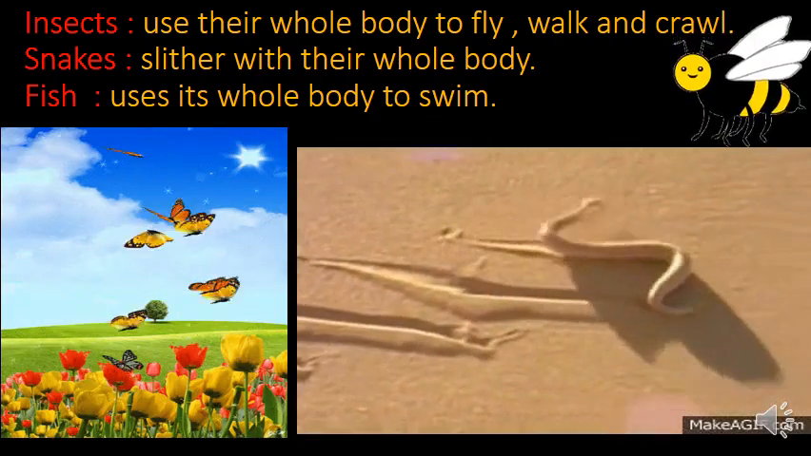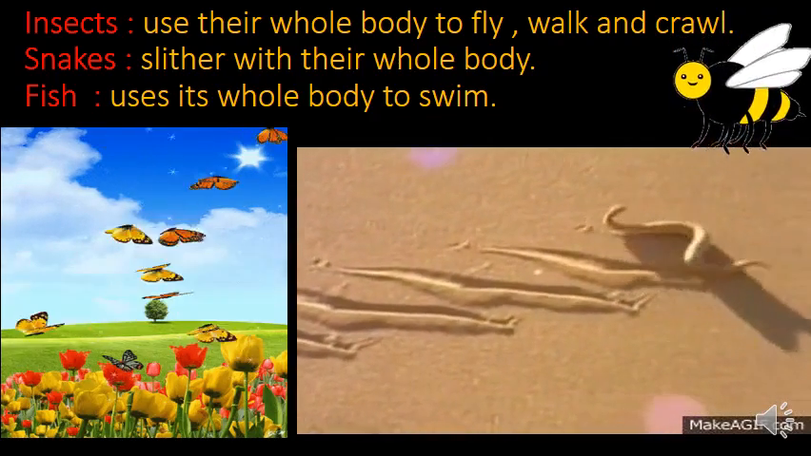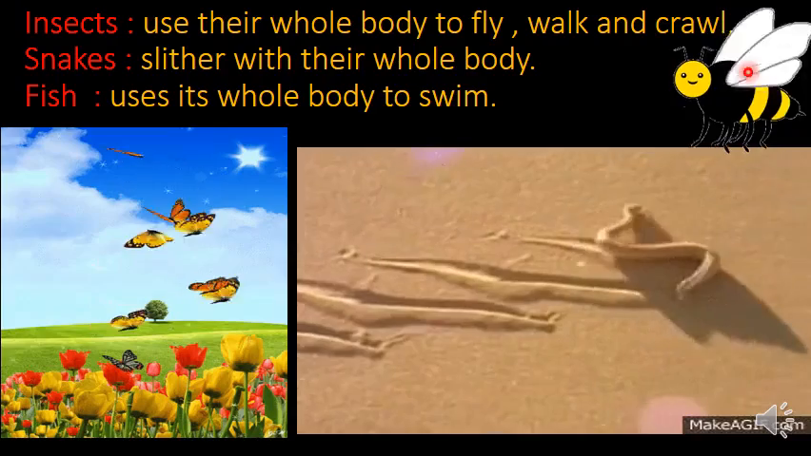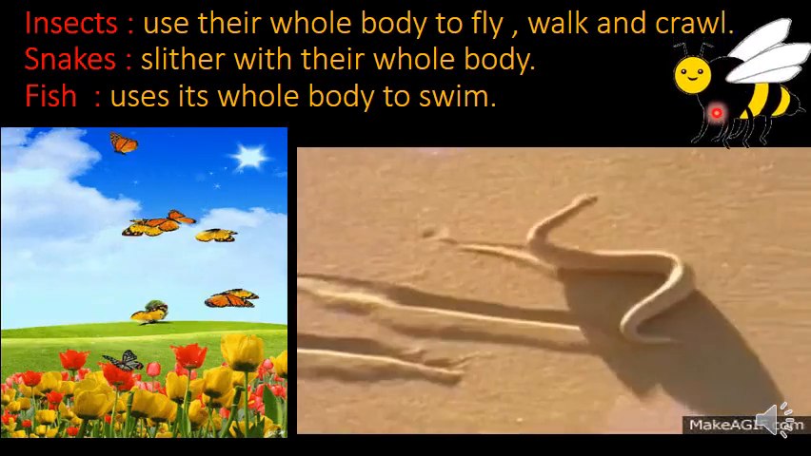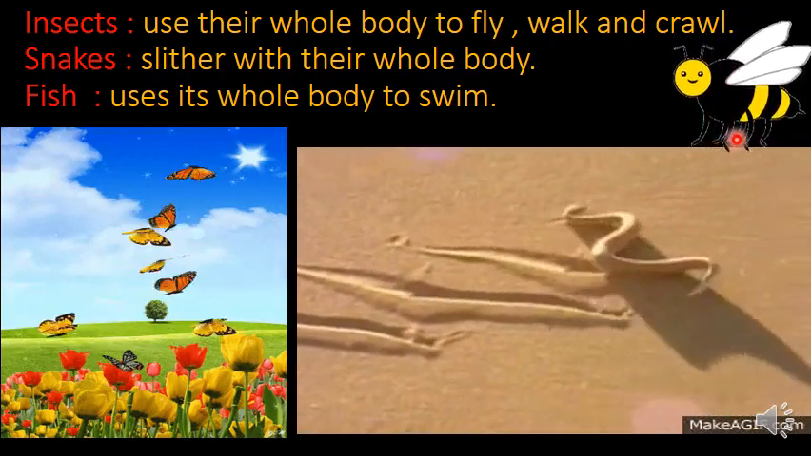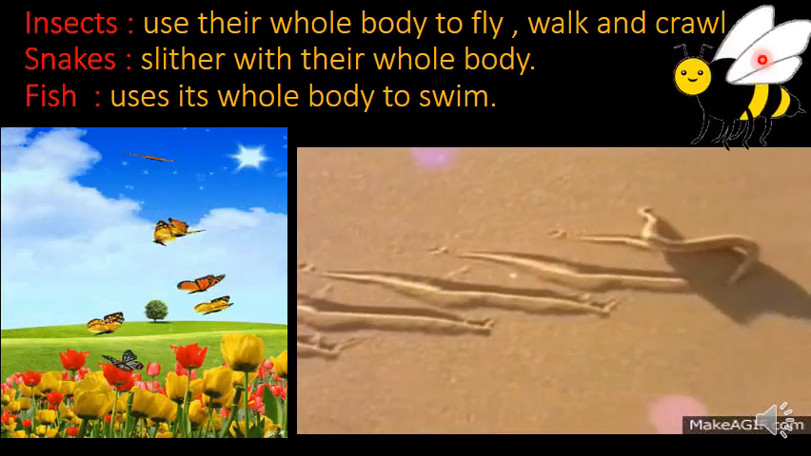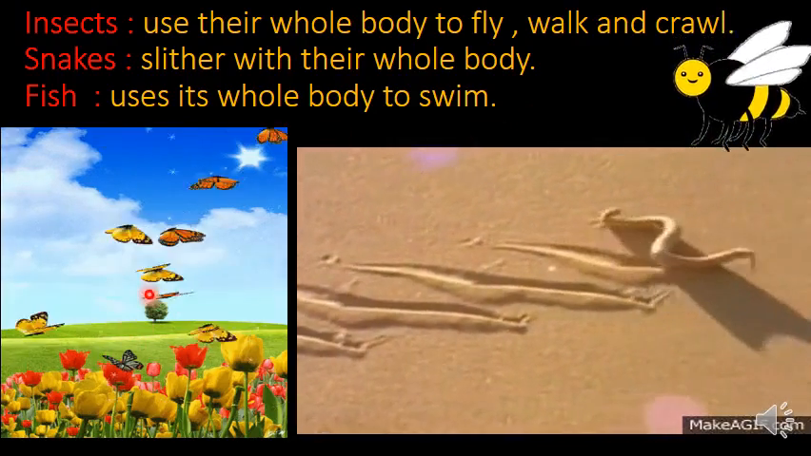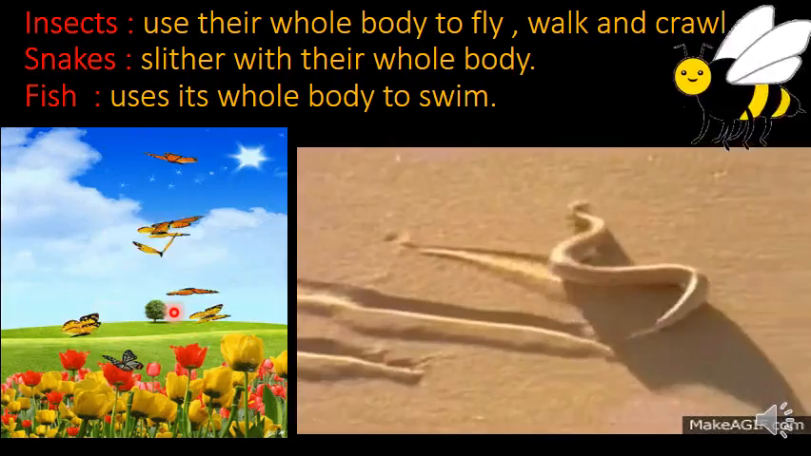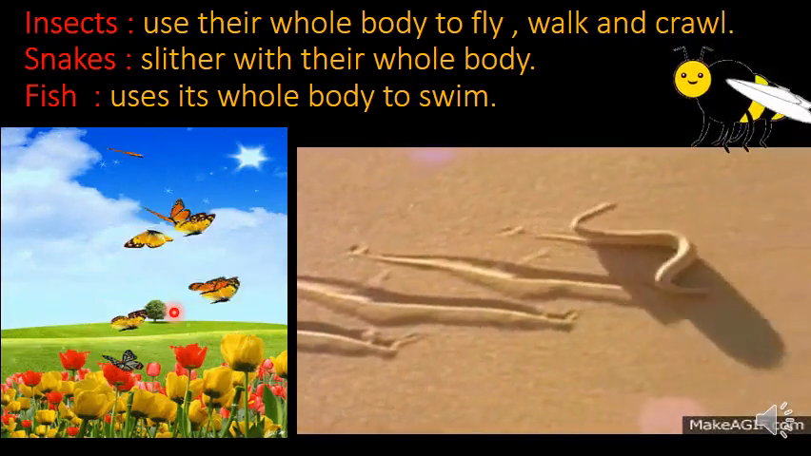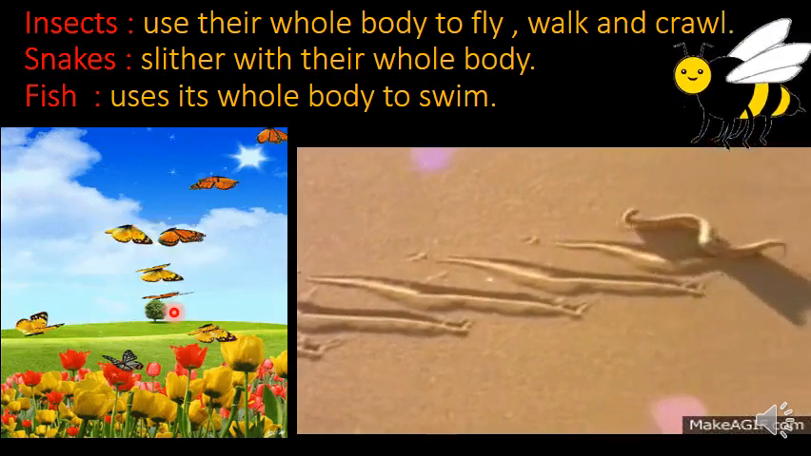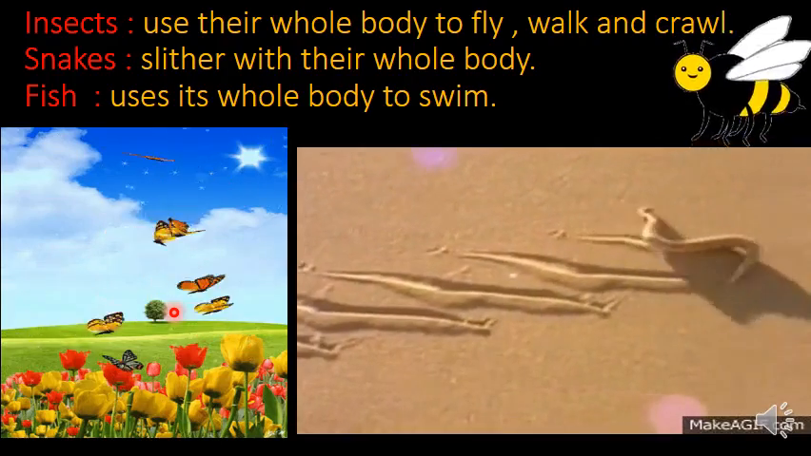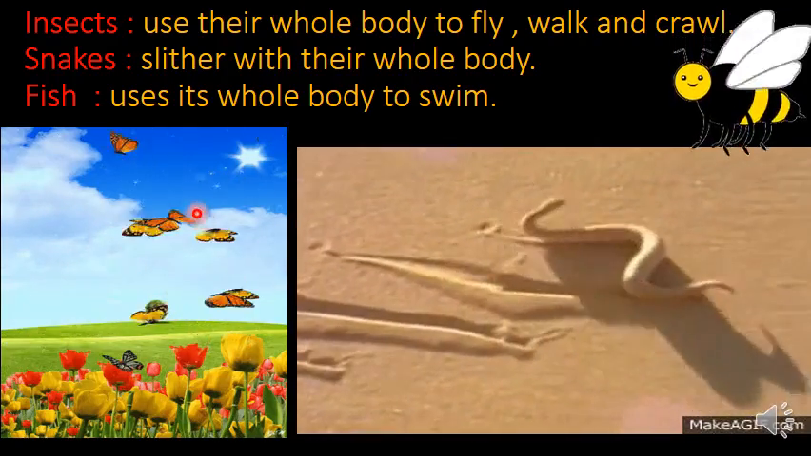Whereas insects use their whole body to fly, walk and travel. Insect uses its whole body. So when it wants to walk, it uses its small legs, and while flying, it depends on its wings. You can see here butterflies flying from one place to another place. This is the method they move from place to place. They depend on their whole body to fly, walk and travel.